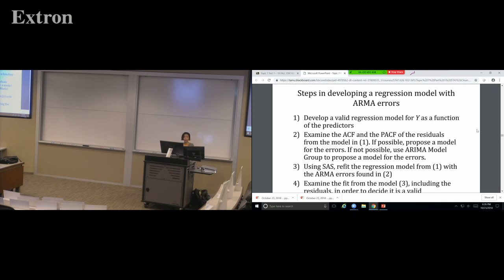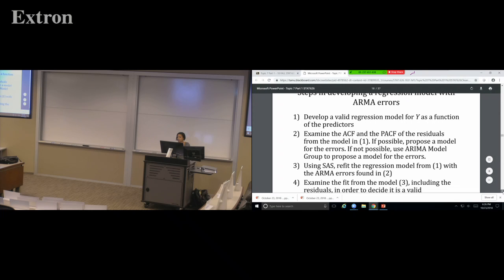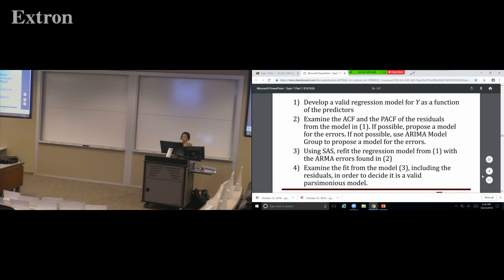Once you've come up with proposals for the error term, you're going to use SAS and refit the regression model from step 1 with those ARMA errors that you found in step 2. So you're going to go to PROC ARIMA, or if your errors just look autoregressive, then you might go to PROC AUTOREG. Once you refit the regression model in SAS, using more than likely PROC ARIMA, you're going to examine the fit from the model, including the residuals, in order to decide if it is a valid, parsimonious model.